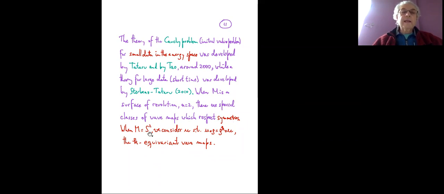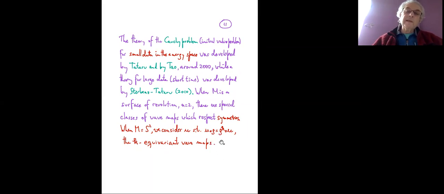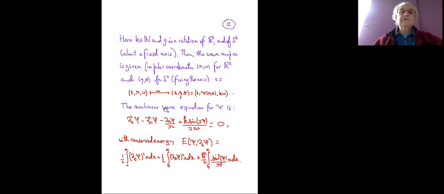So for example, when M equals S2, we can consider wave maps U such that when you compose them with a rotation, that's the same as rotating the target value k times. And we call this the k equivariant wave maps. So here k is a natural number, rho is a rotation of R2, and also a rotation of S2 provided we fix the axis, like the North Pole to the South Pole, let's say.